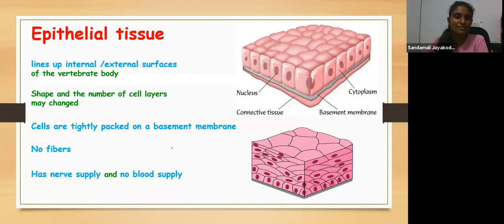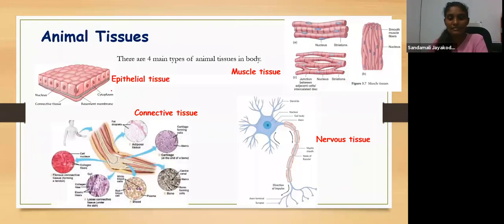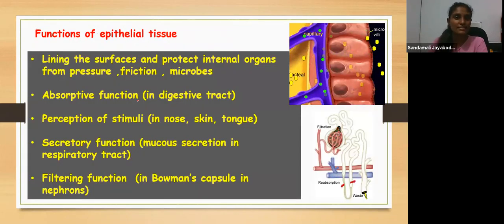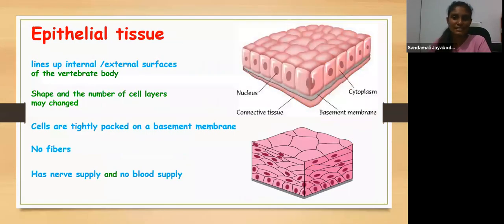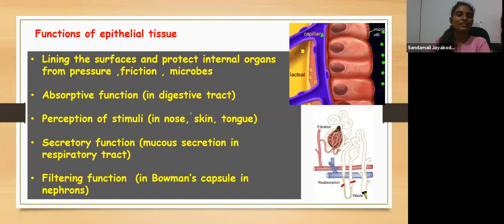Normally these epithelial tissues can be found on the internal and all the external surfaces of the body. The main epithelial tissue we can find is on our skin. So it's an epithelial tissue containing a large number of cell layers. Many cell layers are there. But our body has some places which have single cell layer epithelial tissues. So the first function of this epithelial tissue is lining of the surfaces and protecting the internal organs.